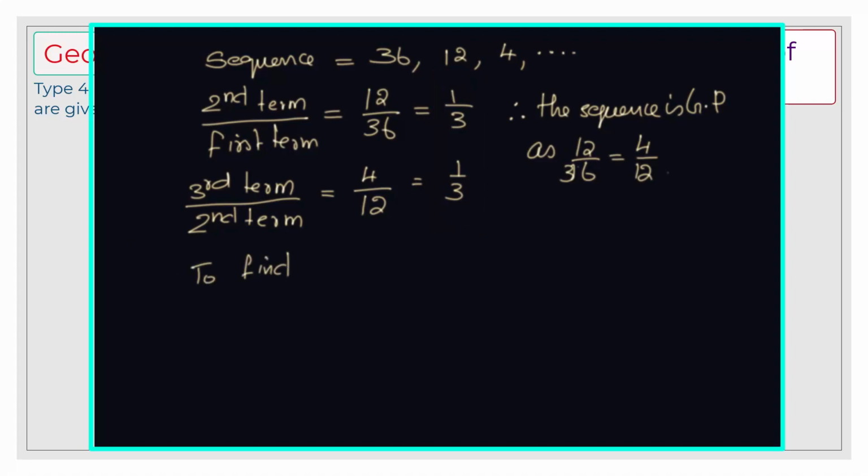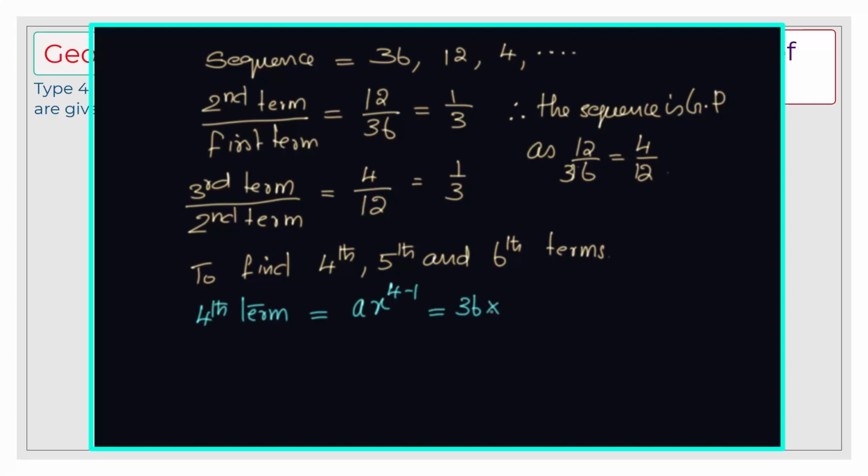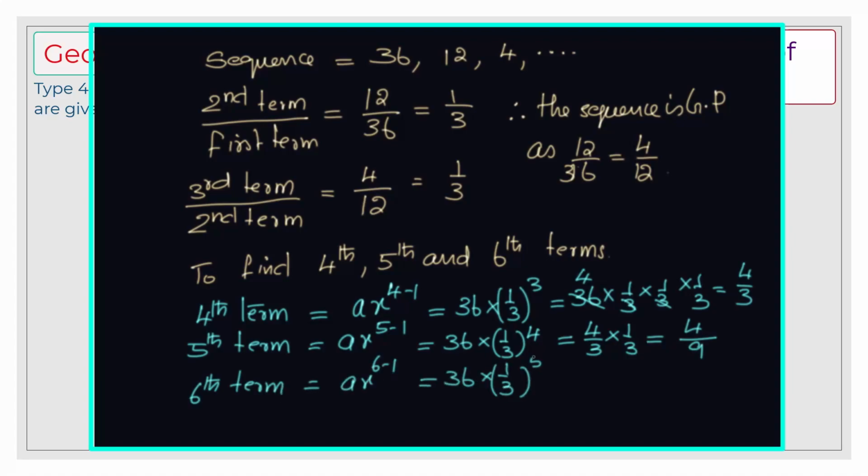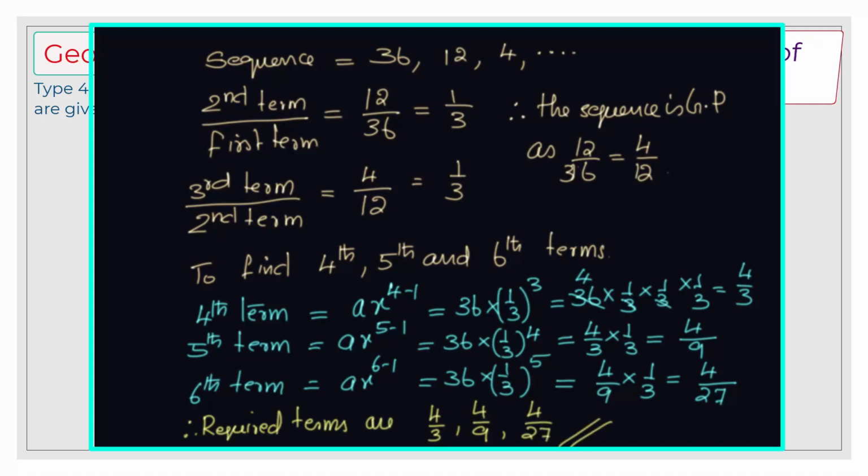Now we need to find the next three terms, that is fourth, fifth, and sixth terms. For this, we make use of the general form. An is equal to AR raised to n minus 1, where A is 36 and R is 1 by 3. So we calculate fourth term as 4 by 3, fifth term as 4 by 9, and sixth term as 4 by 27. Therefore, the required terms are 4 by 3, 4 by 9, and 4 by 27.